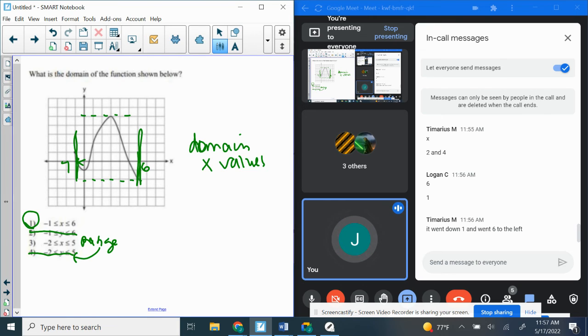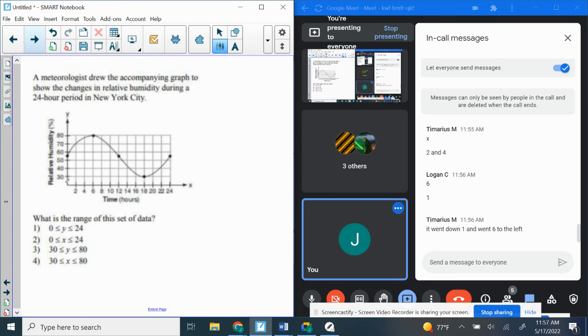Domain, you want to look straight across the x-axis. How far over to the left? What is the least value of x that I can use for this function, and then what is the greatest value of x I can use for the function? And then for range, what's the highest number it hits on the y-axis, and what's the lowest number it hits on the y-axis?